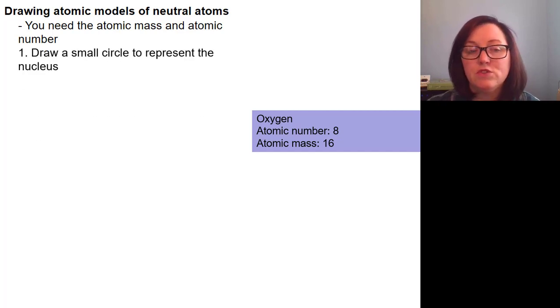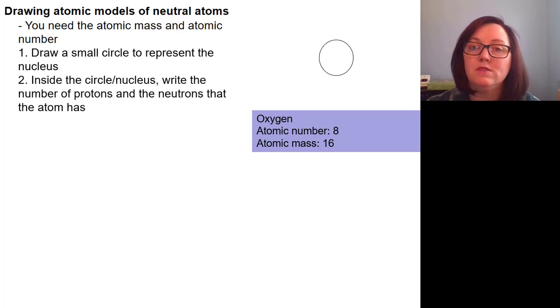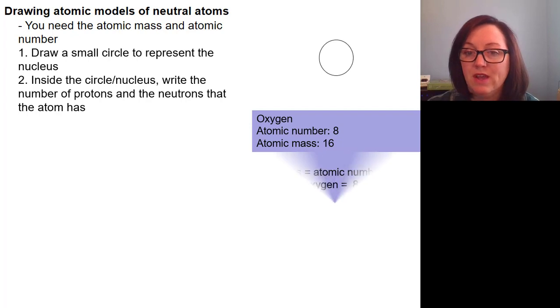The first thing we want to do is to draw a small circle to represent the nucleus of the atom. Inside the circle, or inside the nucleus, we will write the number of protons and the number of neutrons that the atom has. But we don't have that information yet. We need to calculate it out.